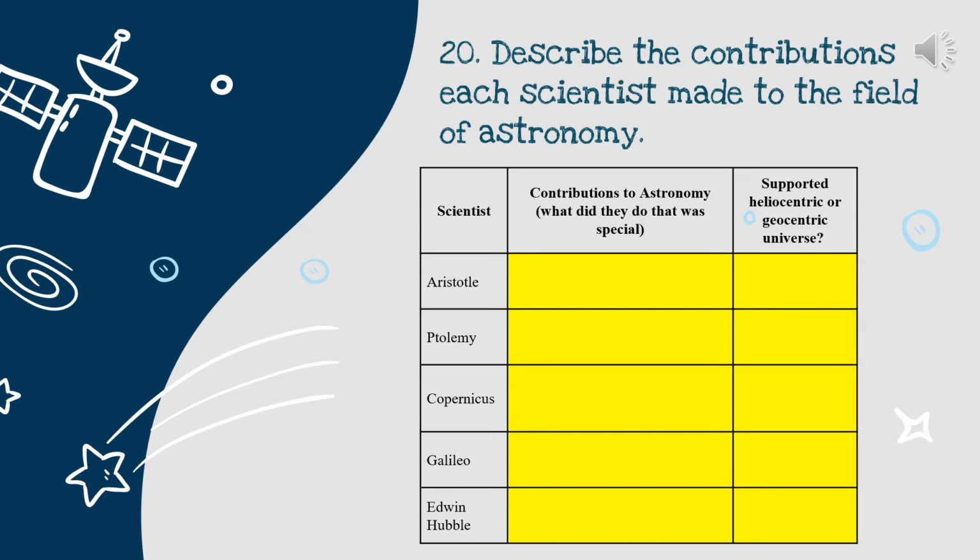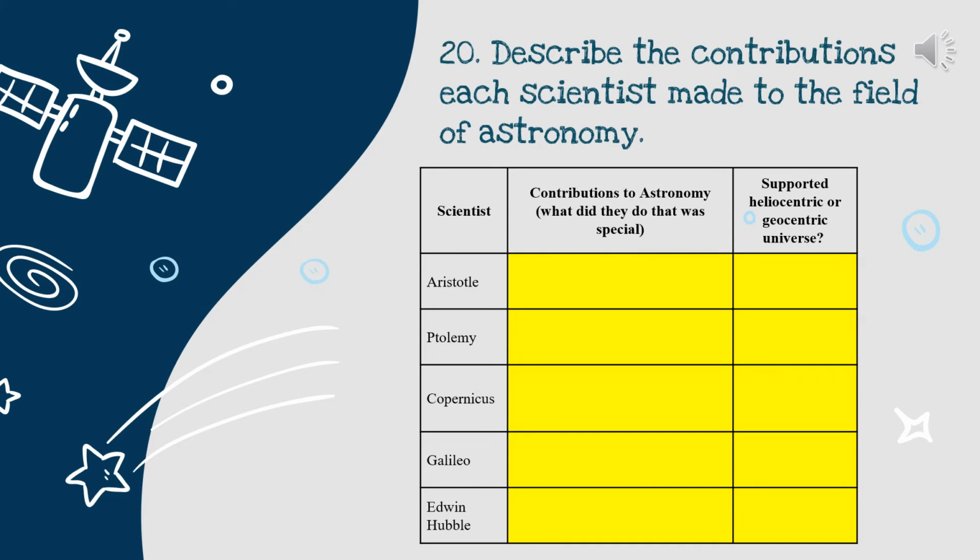Number 21, describe the contributions each scientist made to the field of astronomy. Aristotle was an ancient philosopher who believed the Earth to be the center of our solar system. He also believed that when two objects dropped, the heavier one would drop faster. He believed in the geocentric model. Ptolemy wrote a book about the Earth, and he said it was the center of our solar system. He believed in the geocentric model.